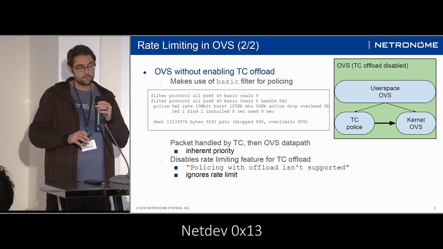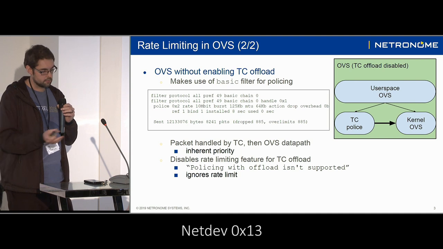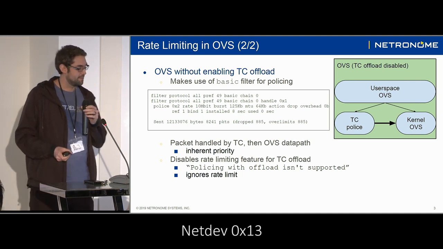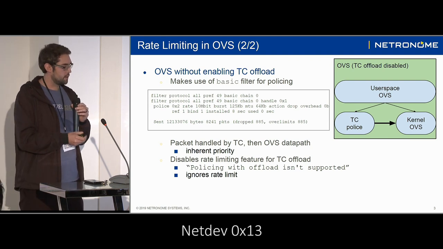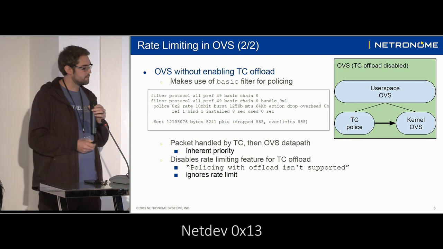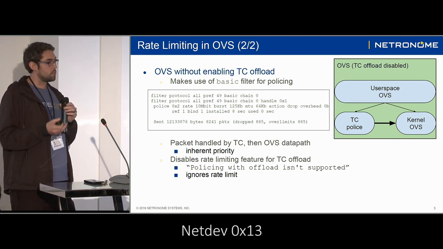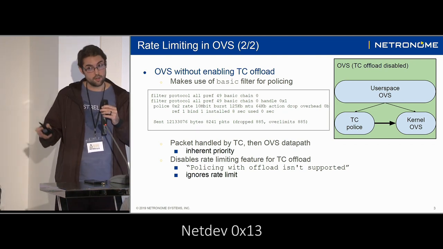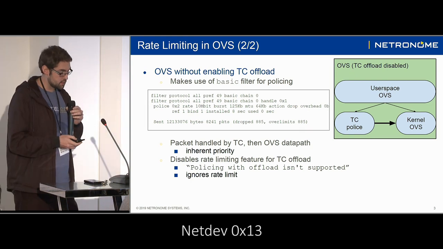Now, if we fast forward a bit and we enable TC offload, and we try again to configure a rate limiter, OVS will reply in the logs very sneakily, policing with offload isn't supported, meaning that we can't support rate limiting when you have TC offload enabled. So it ignores your rate limit. Now, just be warned.